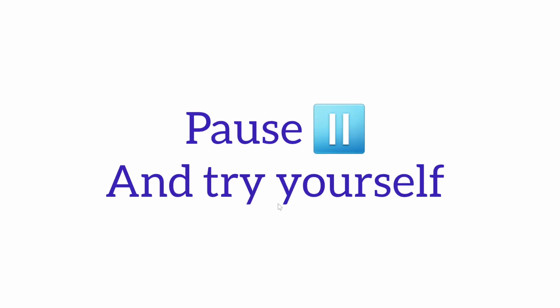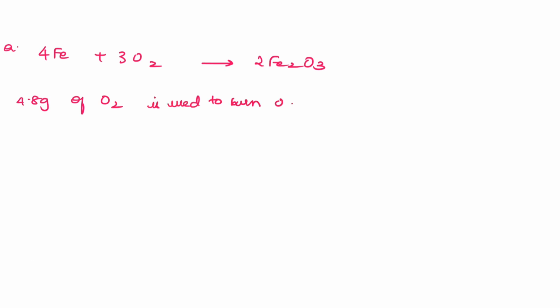So now I'll give you another question. Pause the video and try to do it on your own and check if your answer matches with mine. The question is, they've given the balanced equation: 4Fe plus 3O2 gives 2Fe2O3. 4.8 grams of oxygen is used to burn 0.15 mole of iron. Find the limiting reagent and the mass of the reactant left over.